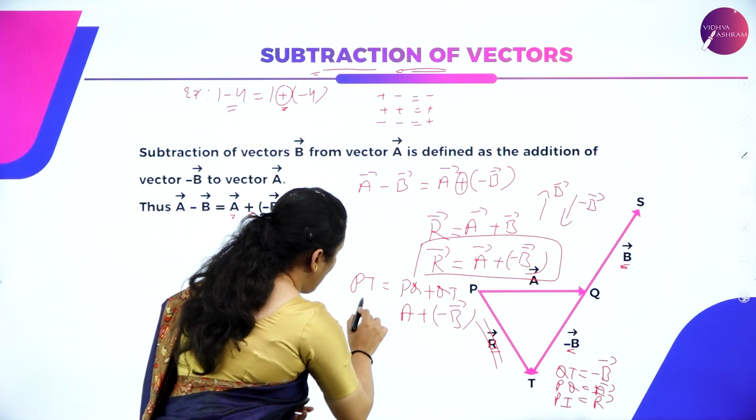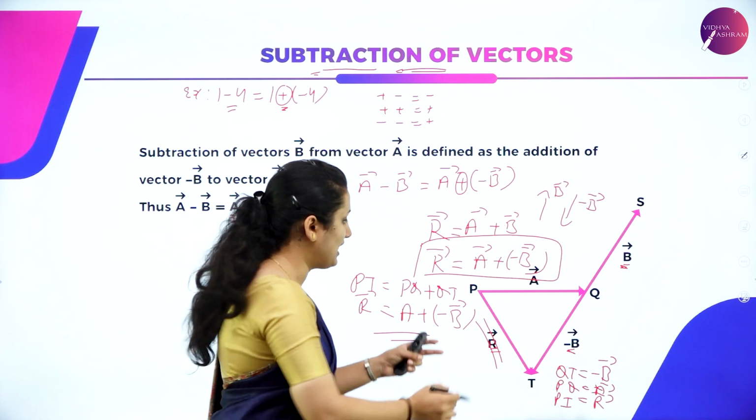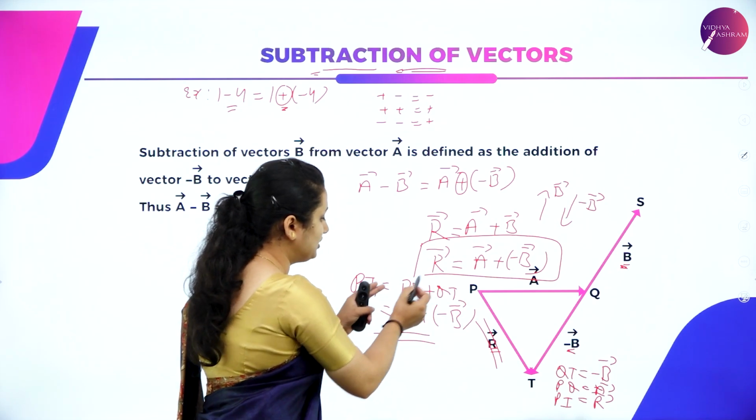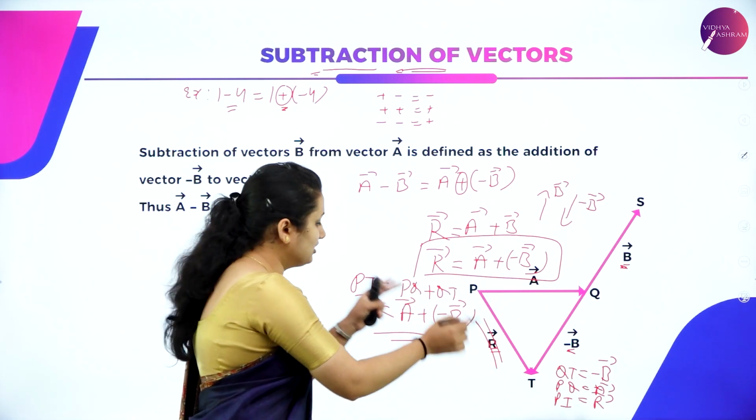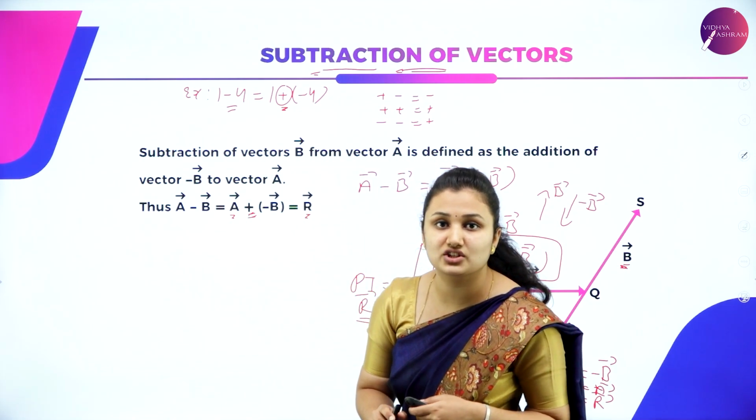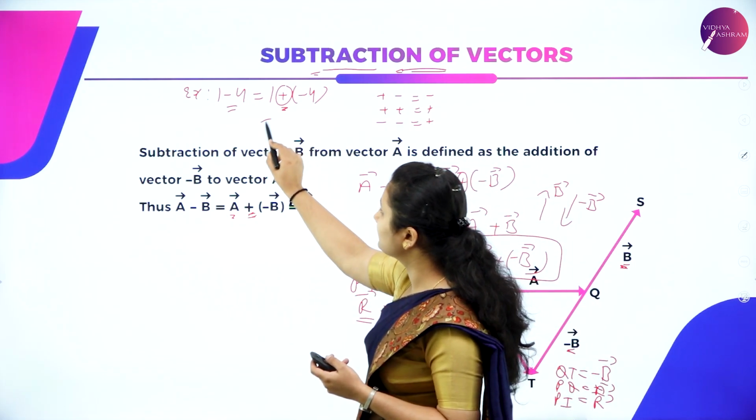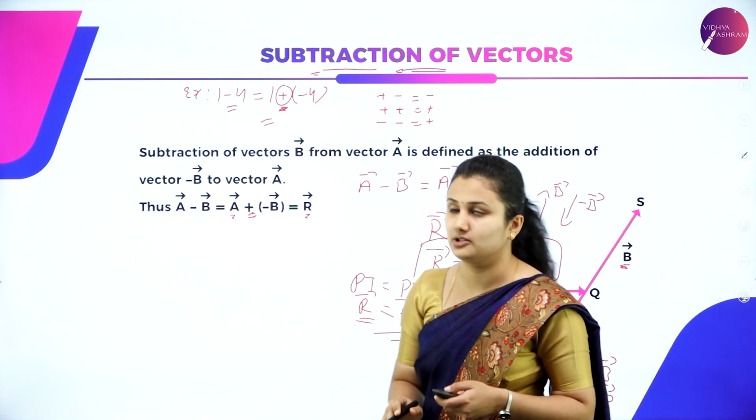So R is equal to A plus of minus B. I am adding negative of B to vector A, and that in turn gives my resultant vector. So this is subtraction of vector. Both are nothing but the same, but I am defining it in terms of plus operation.